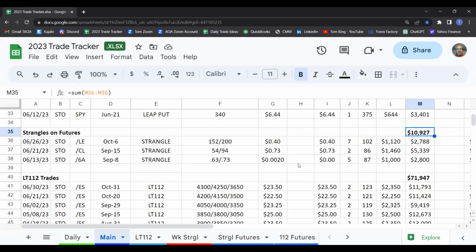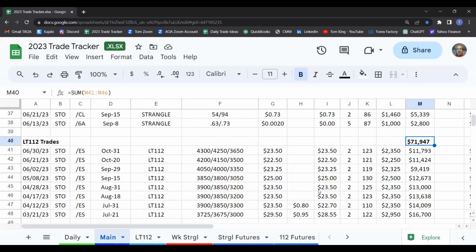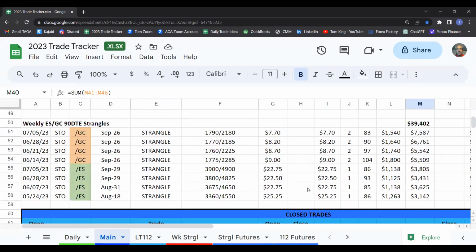I actually closed some trades today, or they came off at 50% winners, so I can add more to those. Long-term, 112 trades, I'm up at 71,000. Certainly that's within my 30% rule of no one strategy gets more than 30% of the trade buying power that I've got out there. And then lastly, weekly strangles, it's at 39,000, certainly within my buying power ranges there.